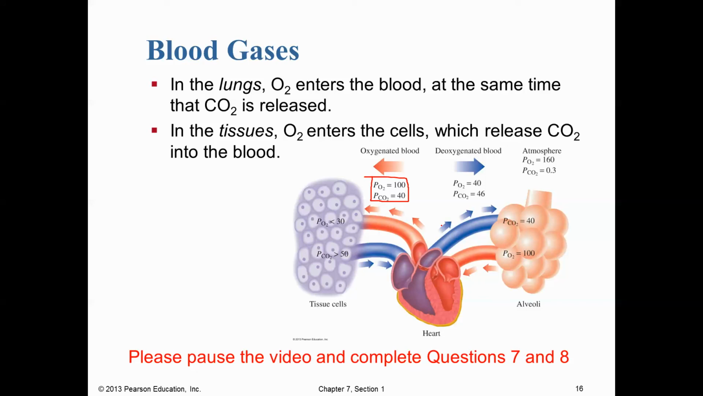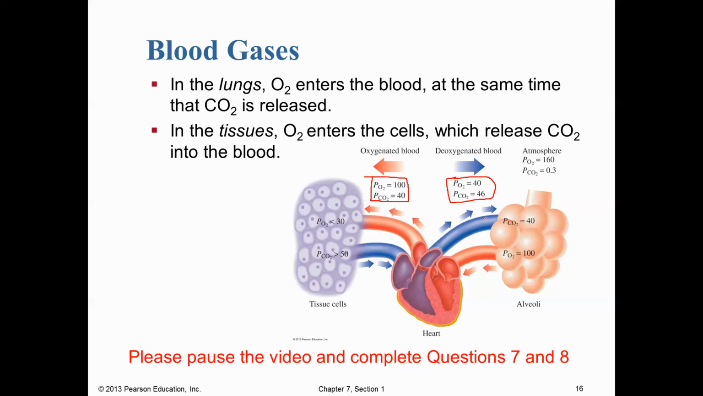Now, once the blood has dropped off its oxygen in the body and it's returning, what we're going to see is we have a much lower pressure of oxygen. We've gone down from 100 millimeters of mercury to about 40 millimeters of mercury in our venous blood. And then we have 46 millimeters of mercury of CO2. So we have less oxygen and more CO2 than we did before.